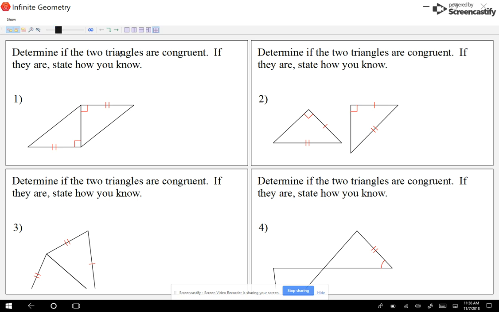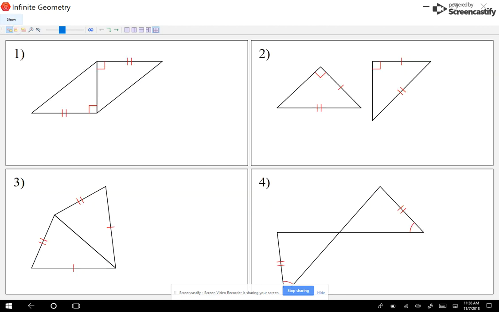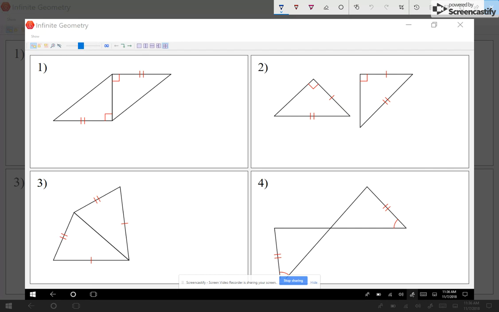So once again, I'm gonna look at the rules here. The first four questions is determine if the two triangles are congruent. If they are, state how you know. Let me take the rules out just for the space. Every question, whenever I'm asking you, state if they are congruent. If they are, state how you know.